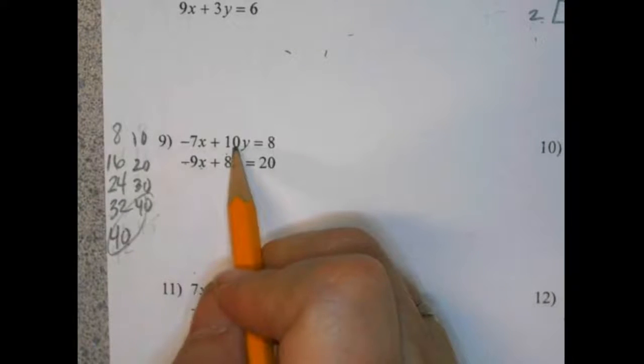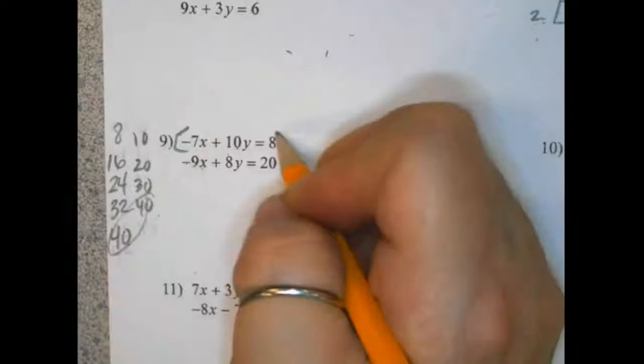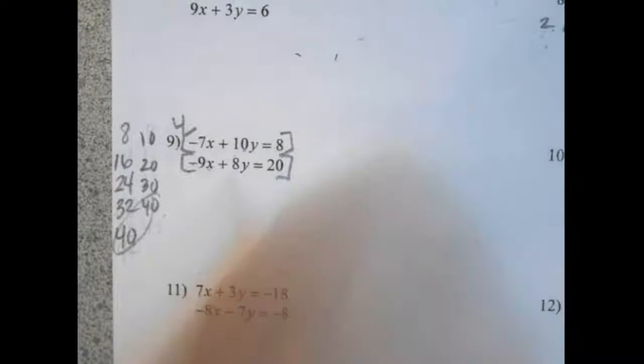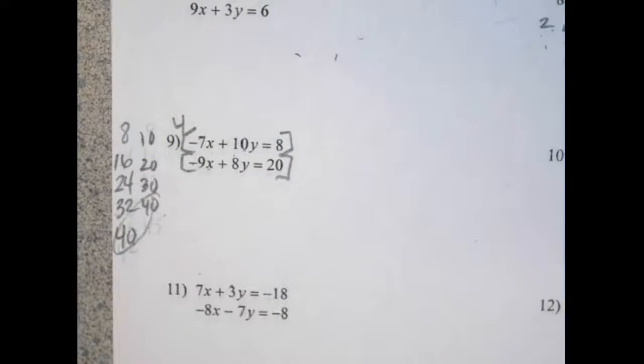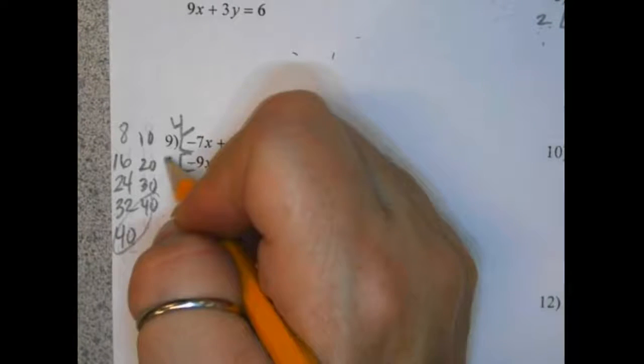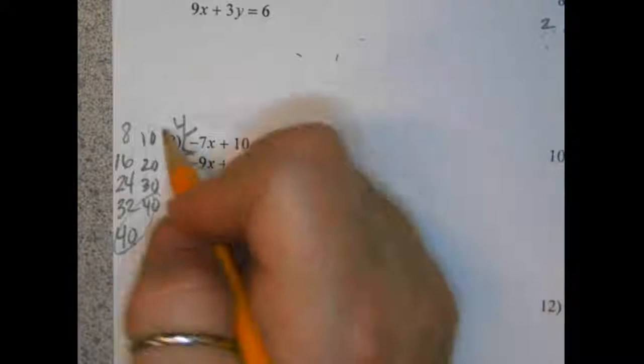So 10 times what is going to give me 40? So if I multiply my top row by a 4, what about my bottom row? 8 times what is going to give me 40? 5. But one of them has to be negative. Pick one. It doesn't matter. Let's do -4.